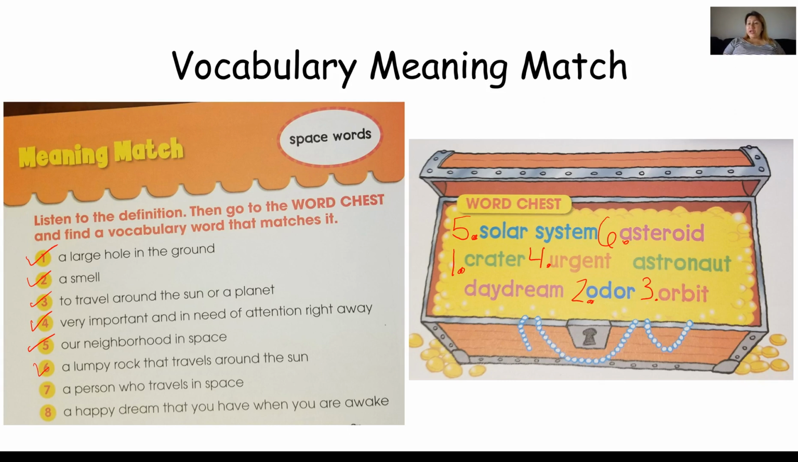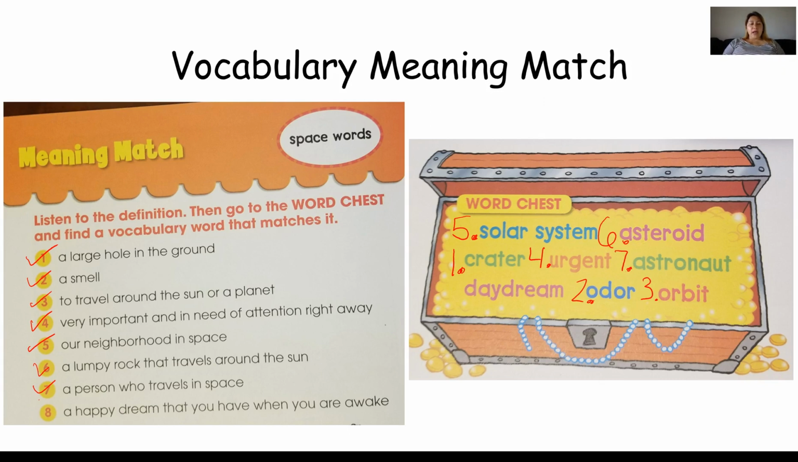All right, boys and girls, we only have 2 vocabulary words left. We have daydream and astronaut. All right, so for number 7, a person who travels in space. Which one is that? A person who travels in space. Very good. That is an astronaut. So I'm going to put a number 7 here for astronaut.